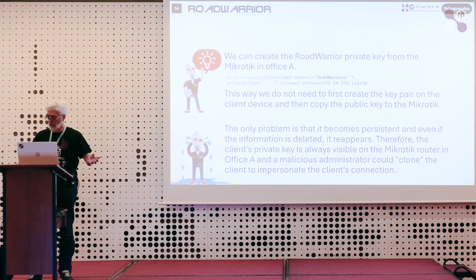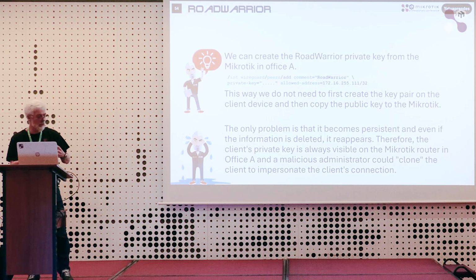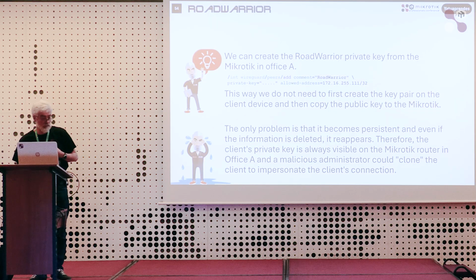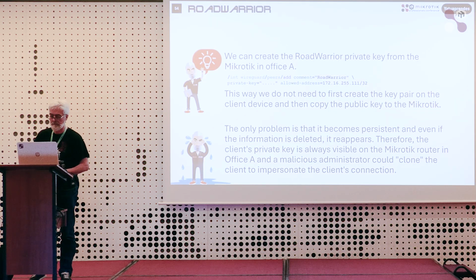But in that case, the problem is that that information is sticky. If we delete it, it reappears again, and we have the client's private key in the router of Office A. Everyone with access to the router can see the information, and can impersonate the client's connection and do bad things.